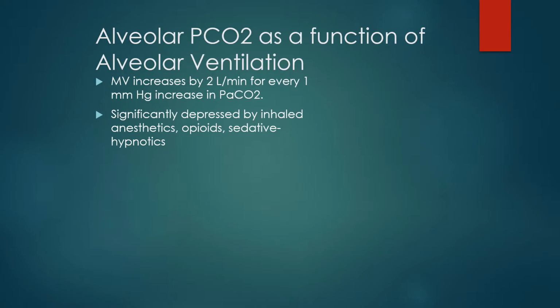So normally, minute ventilation increases by about 2 liters a minute for every 1 millimeter increase in arterial CO2. So if your arterial CO2 is 50, your minute ventilation should go up by 2 times 10, which is 20. So that's going to be pretty significant.